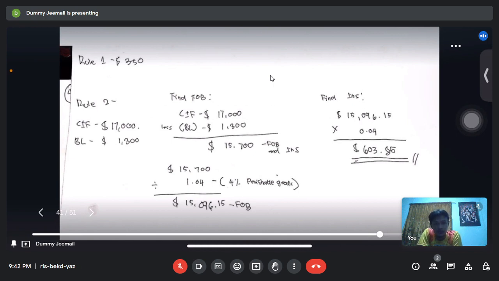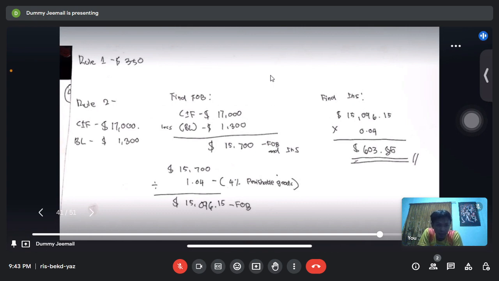That gives us the FOB as well as the insurance, since we have not yet deducted the insurance. So the FOB and insurance, since freight is already deducted. In order to get our FOB, we have to divide it by 1.04. The 1 is an imaginary 1, as Sir Linaw said. Since it is a perishable good, 4%, we put 0.04 there. So we divide, and we get 15,096.15. That is our FOB.